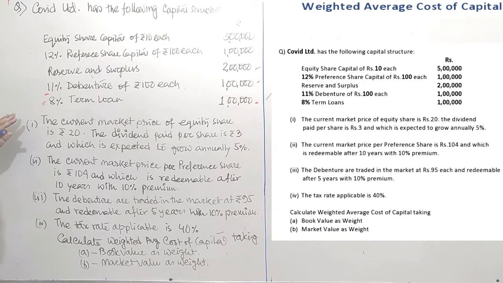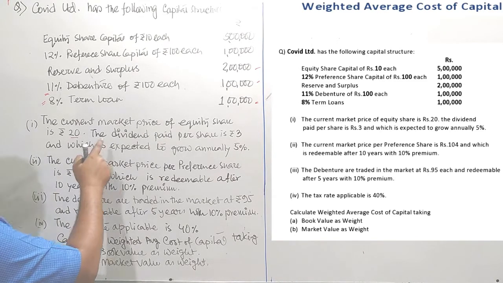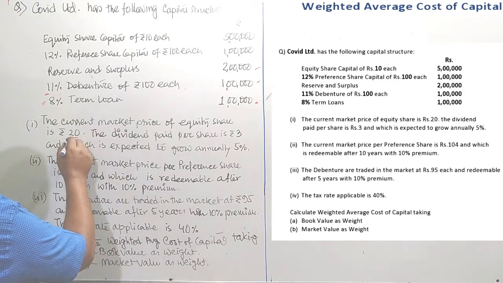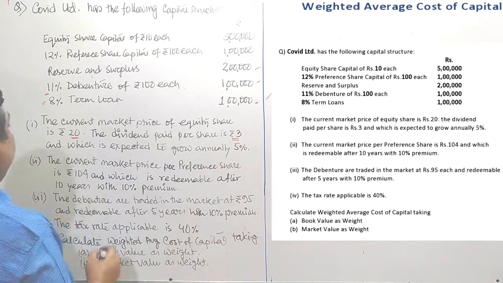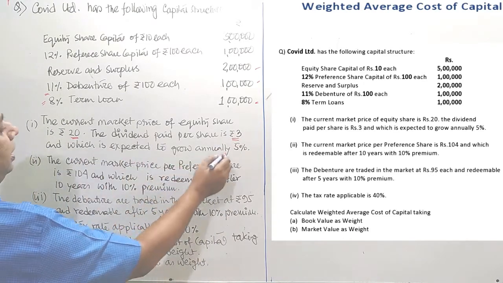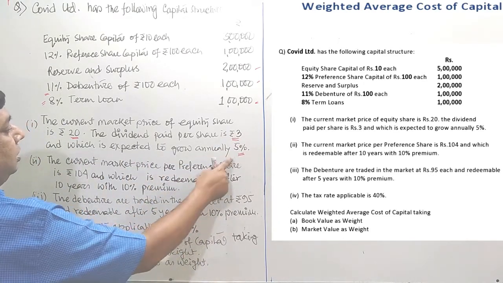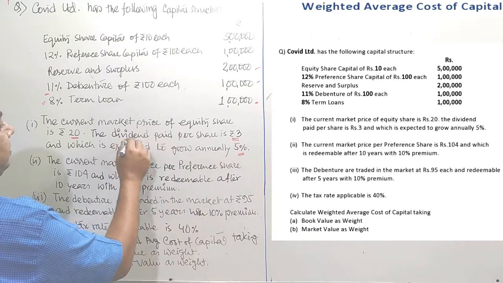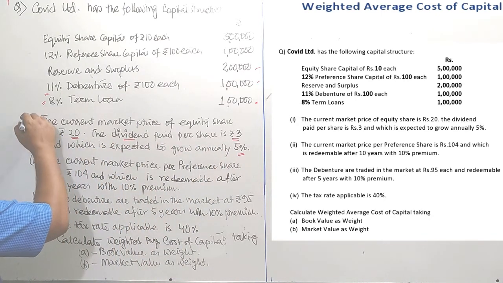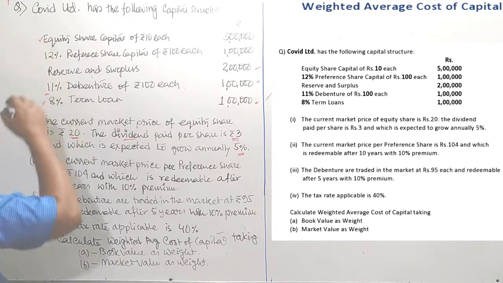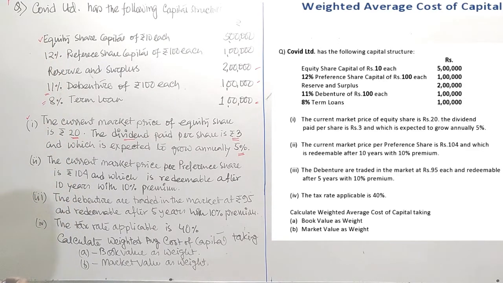After that, a few other pieces of information are also available. The current market price of an equity share is rupees 20. The dividend paid per share is rupees 3, which is expected to grow annually at 5%. Growth rate, dividend, and market value per share are available. Such information is basically linked with equity share capital.